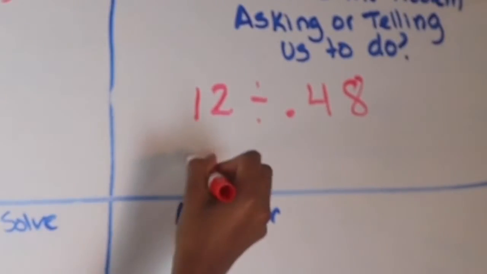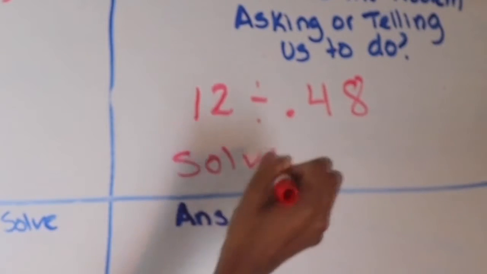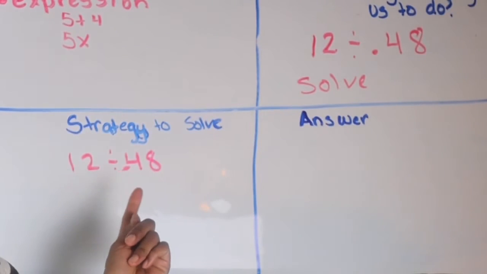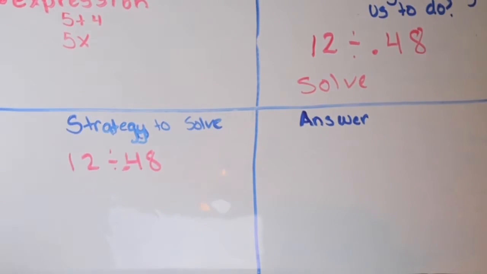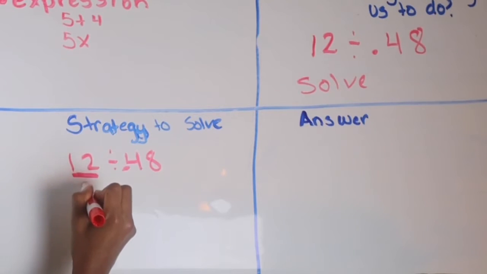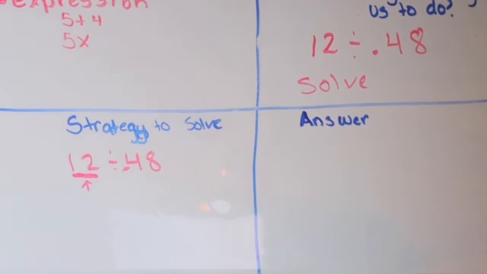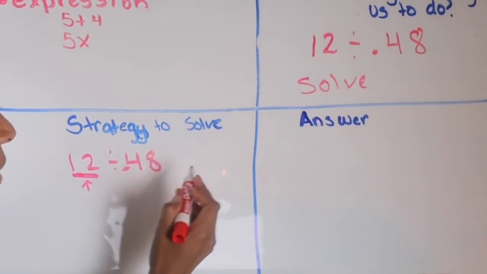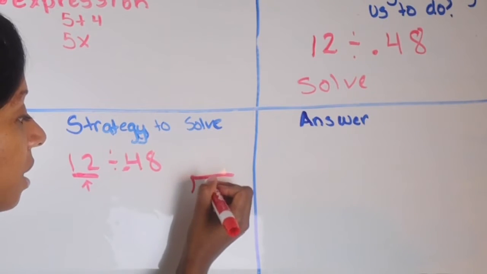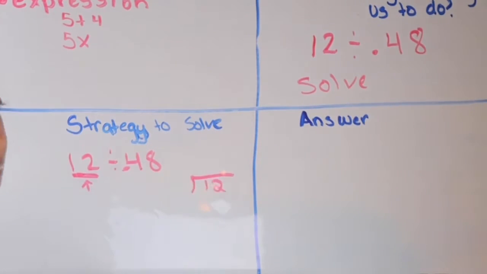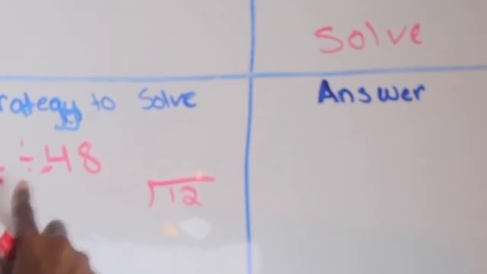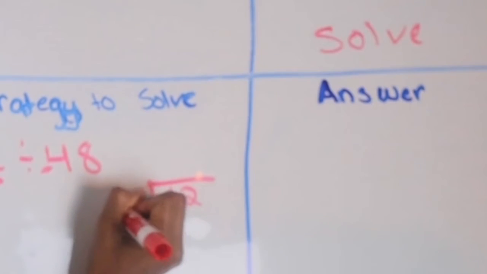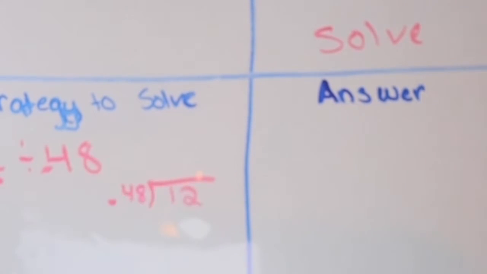To solve that, we have 12 divided by 48 hundredths. Now, we always must remember that the first number is our dividend, and that number always goes into our box when dividing. The second number goes on the outside of our box.